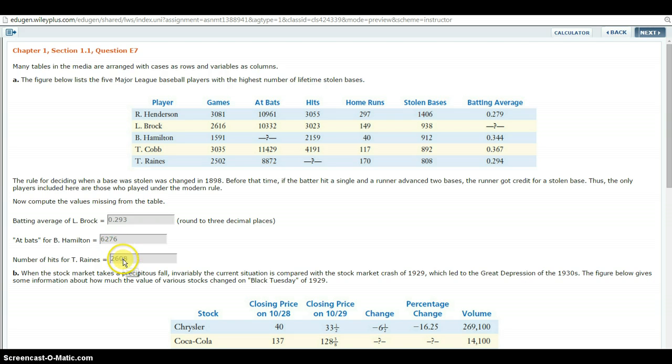6,276. And similarly for Raines, we have at-bats and batting average, but not hits. So we have x divided by 8872 equals 0.294. And if we multiply this 8872 by our batting average, we'll get the number of hits for Tim Raines.